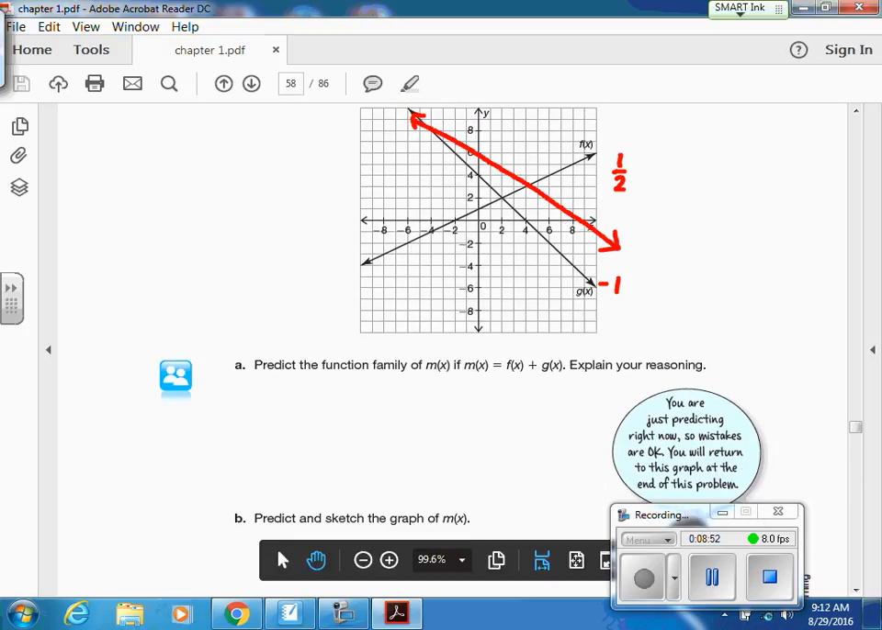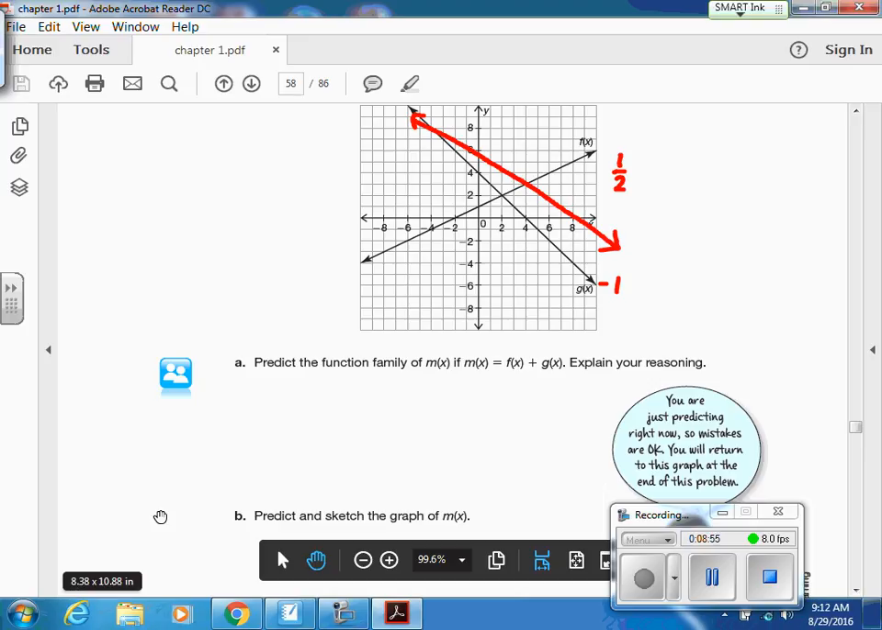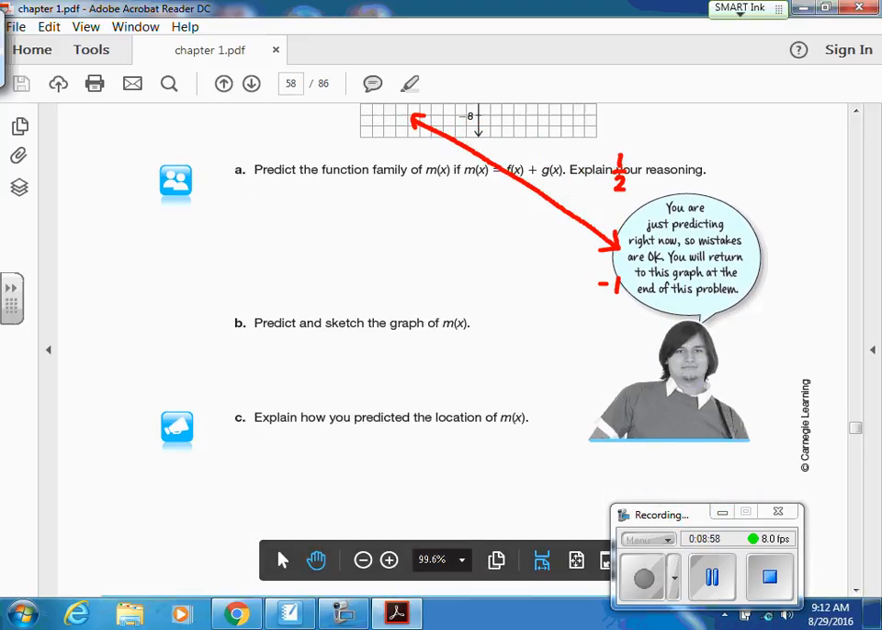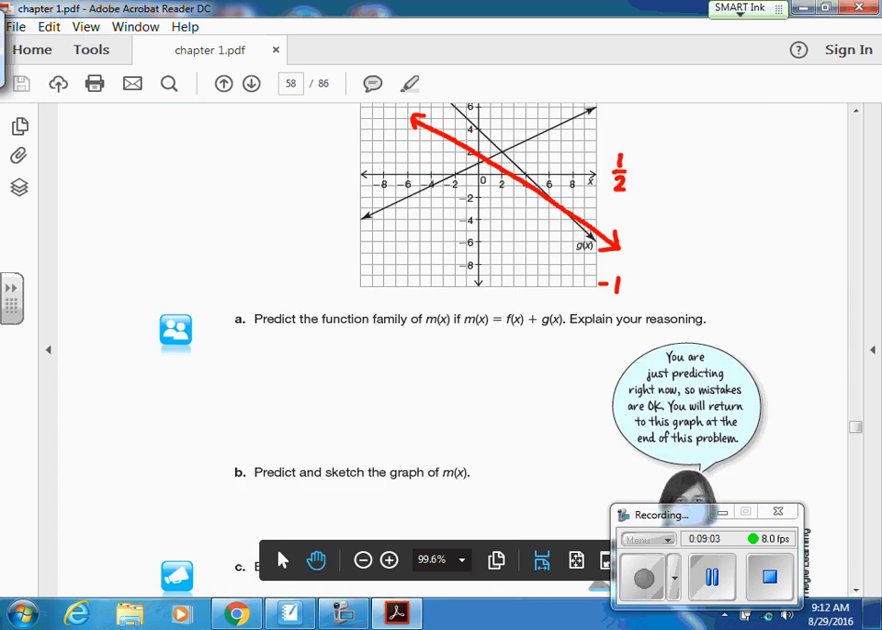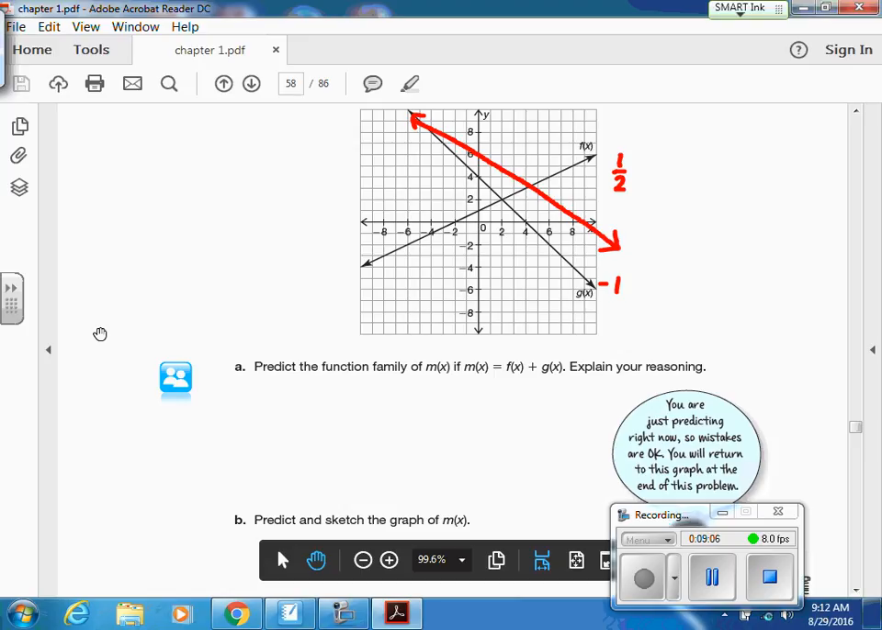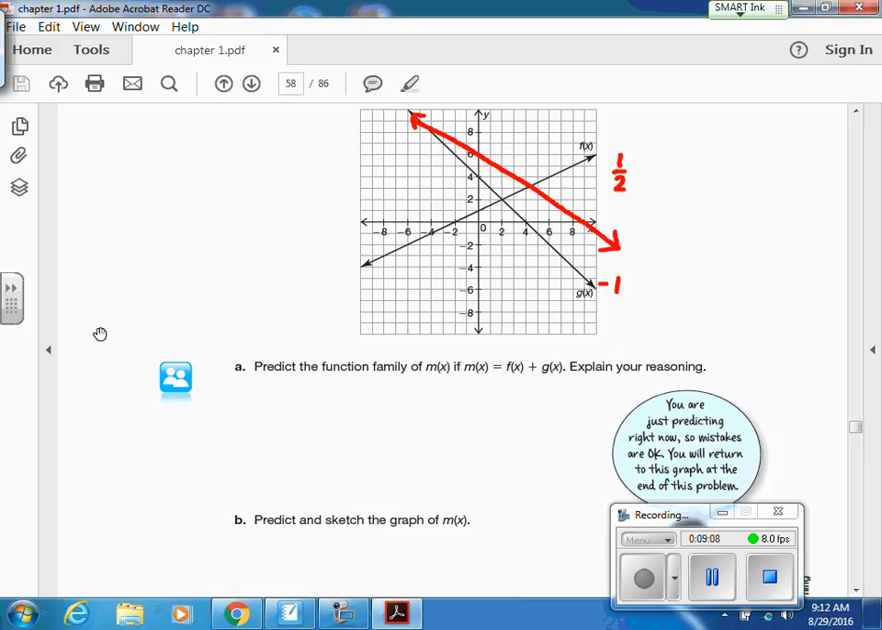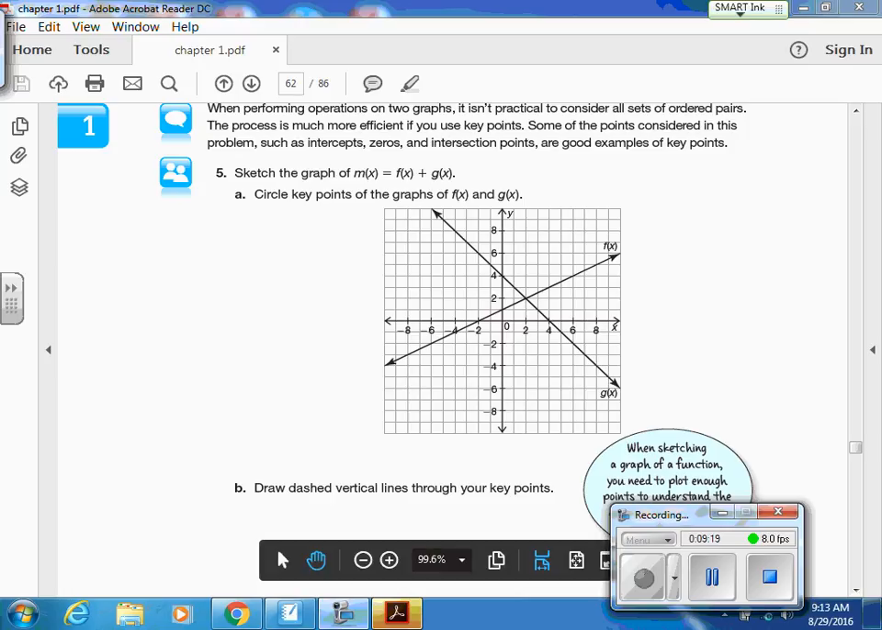Does anybody have an idea of a better, more accurate way to actually add these two functions together? I'm going to give you about 30 seconds to talk with your group. Did you get to add the ordered pairs together? Add the ordered pairs together? Okay. Write that down.